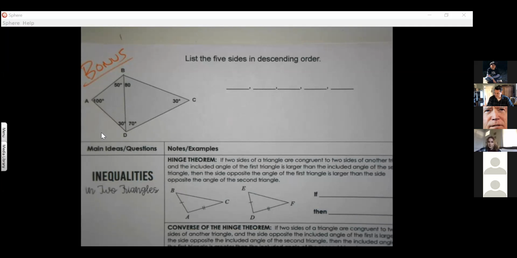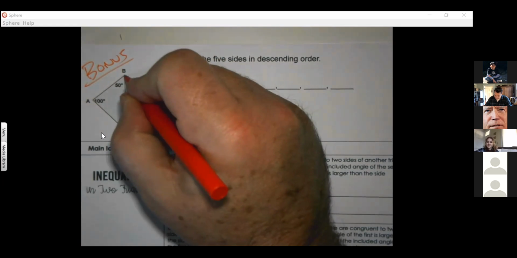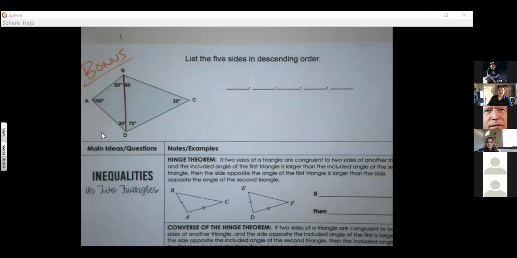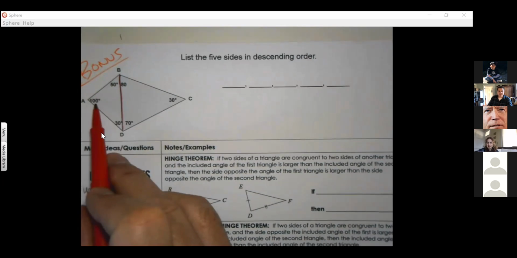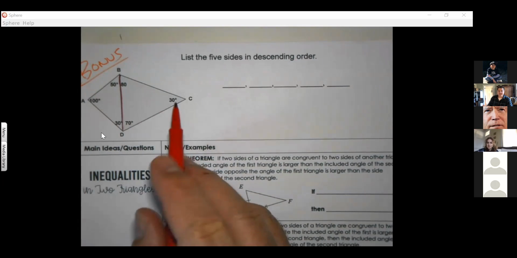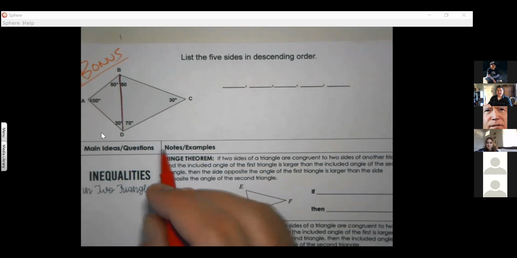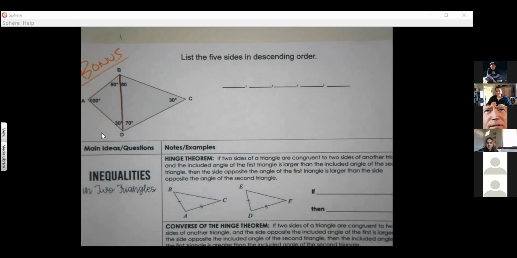And what's true about that BD? Is it a big one or a little one? In other words, is it opposite a big angle or is it opposite a little angle? Both. Both. That's the quandary, isn't it? Is that one supposed to be big because it's opposite 100, or is it supposed to be little because it's opposite 30? So here's my solution for this.